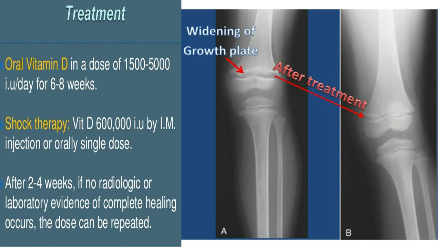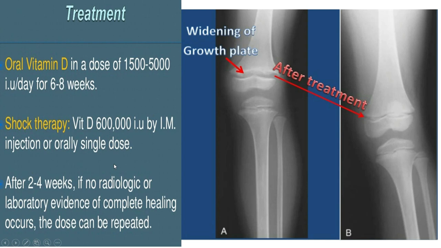Now there are multiple types of treatment guidelines, but as a whole, if you can understand that it is vitamin D dependent rickets, we can give an oral vitamin D dose of 1500 to 5000 international units per day for 6 to 8 weeks, or we can give it as stoss therapy, 6 lakh international units as an IM injection, or orally also, but in a single dose. This is also called the Stoss regimen.